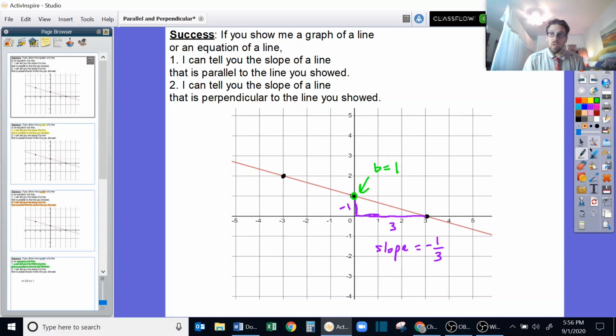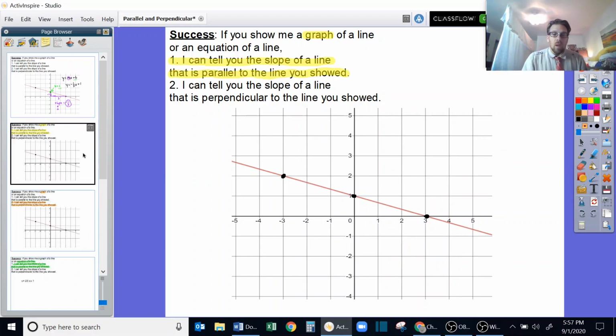And if we really wanted to, we could go ahead and start writing this equation. We know that this is going to be y equals mx plus b. This m here is our slope, negative 1/3. That's our slope number. And then this is our y-intercept number. And so we would write that the equation for this line is y equals negative 1/3 x plus 1.